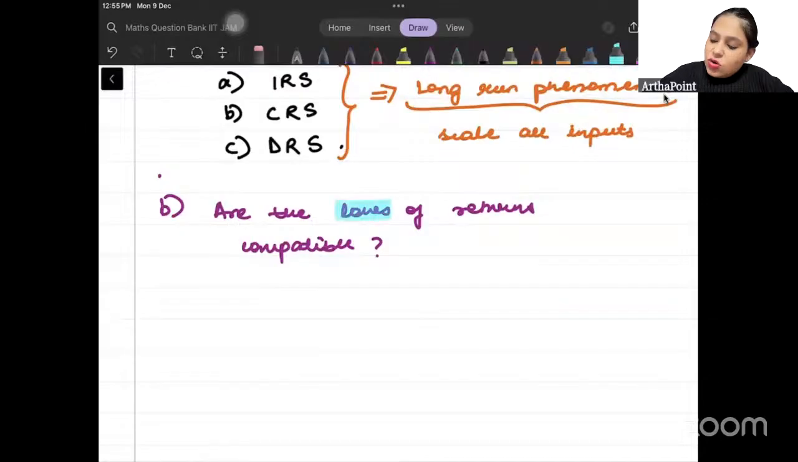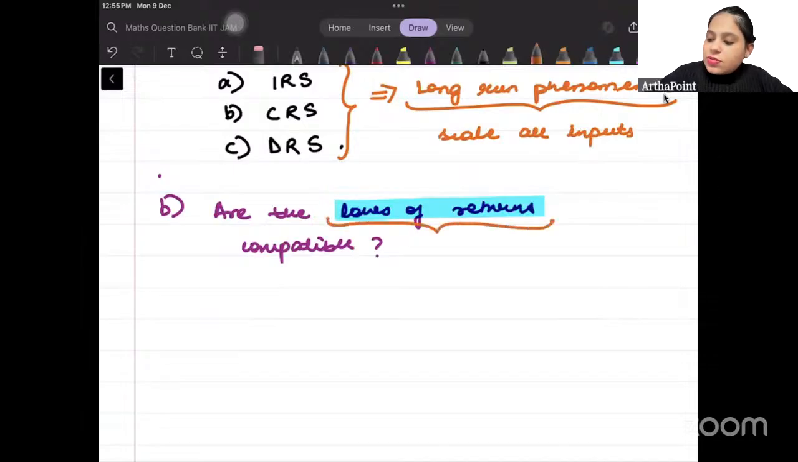When it says, are laws of returns compatible? So what is a law of return? Law of return is something that operates in the short run period. Law of return is nothing but law of variable proportion. When you hold the other factor constant and only change one factor of production, that is your law of return. Now, the first part is talking about the returns to scale.